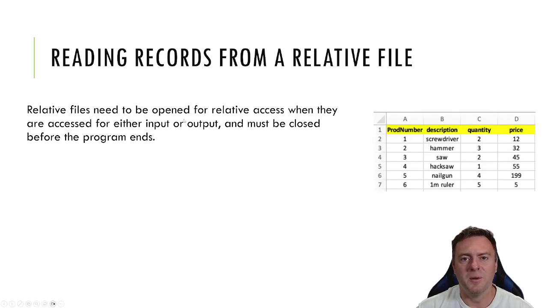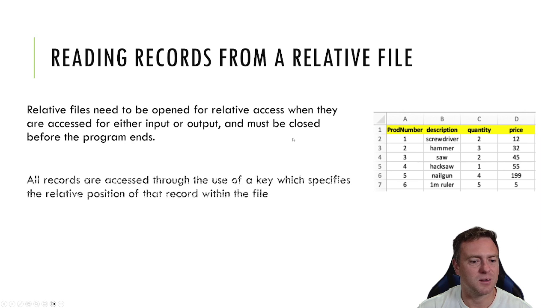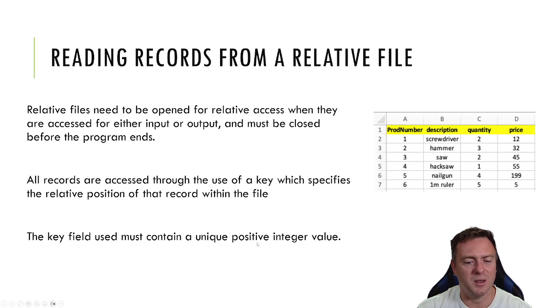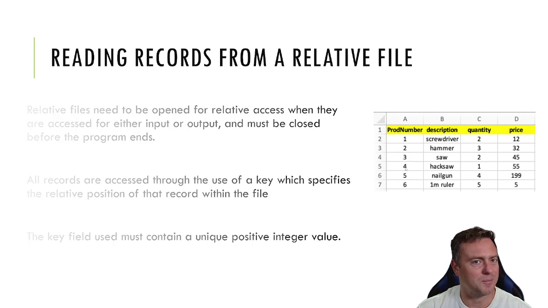Relative files need to be opened for relative access when they are accessed for either input or output and must be closed before the program ends, as we've done before. All records are accessed through the use of a key, which is what that first key there is. I've made this little CSV file with screwdriver, hammer, saw, hacksaw, etc. Then the quantity, and then the price of each one. The key field must be unique. So each one of these should be put in as an integer, and it should be a positive integer as well. Please don't use floating point numbers or decimals here.